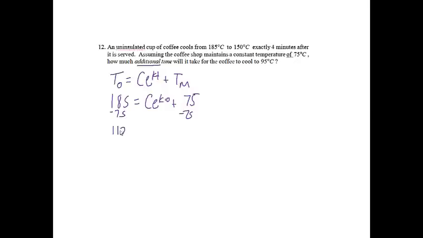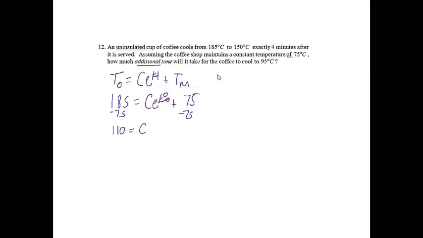I do notice that this is a cooling problem, so we're going to use Newton's law of cooling, which states that the temperature of the object is equal to C e to the kt plus the temperature of the medium. I do know that the temperature started at 185, so I'm going to put 185 equals C e to the k times 0, plus the temperature of the medium, which is how cool the coffee shop is, 75. To get C, I'm going to subtract 75 from both sides, and I will get 110 equals C, because k times 0 is 0, and e to the 0 is 1. So I know that C is equal to 110.